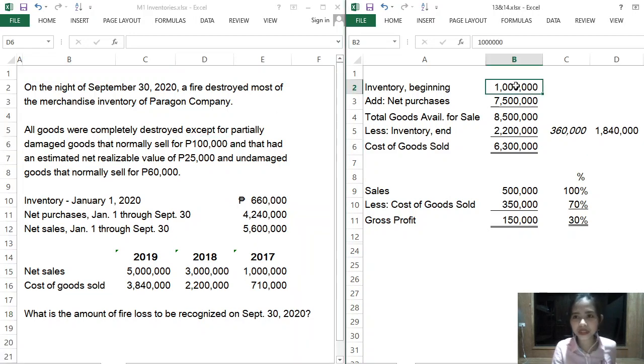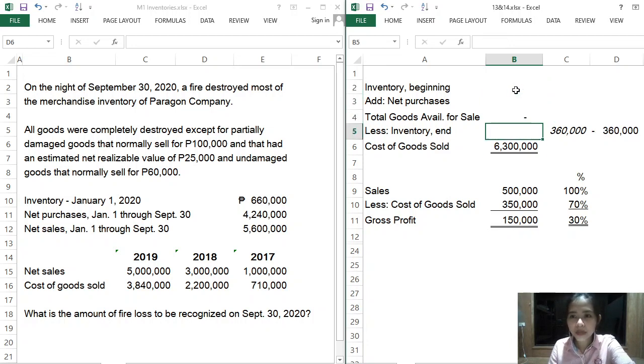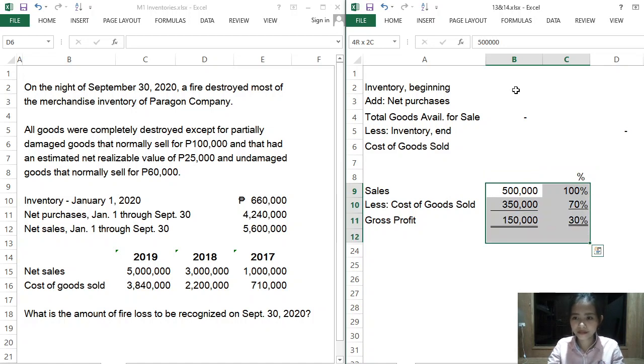Okay. Clear ko muna tong items na to. So, this time we were going to talk about Paragon Company. Okay. On the night of September 30, 2020, a fire, again, destroyed most of the merchandise inventory of Paragon. All goods were completely destroyed except for partially damaged goods. So, na-damaged pa rin pero hindi siya completely damaged. That normally sell for 100,000.